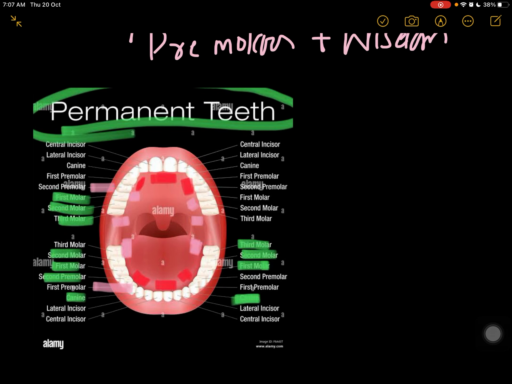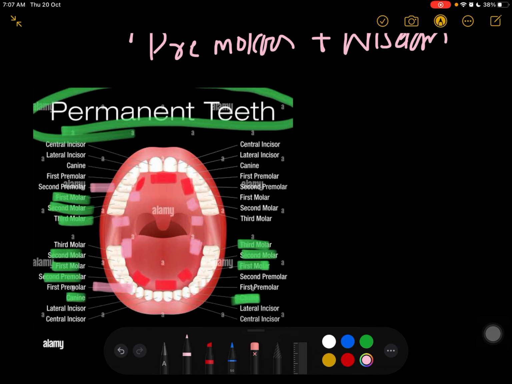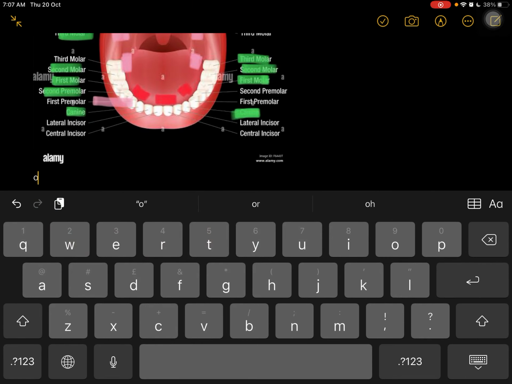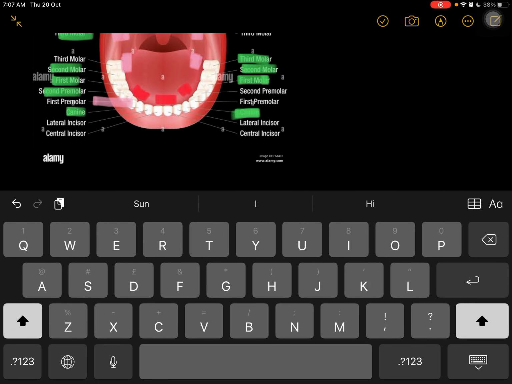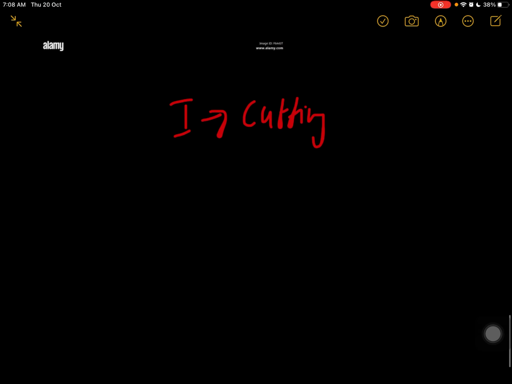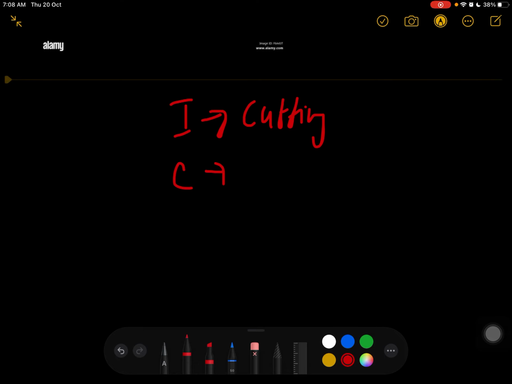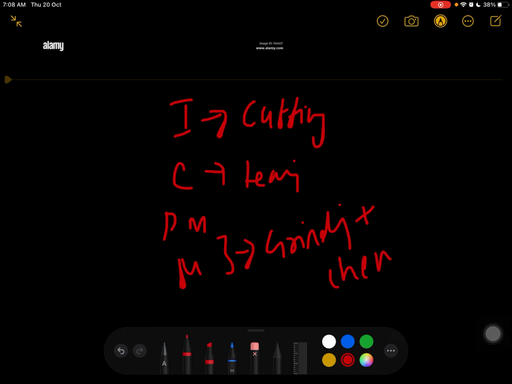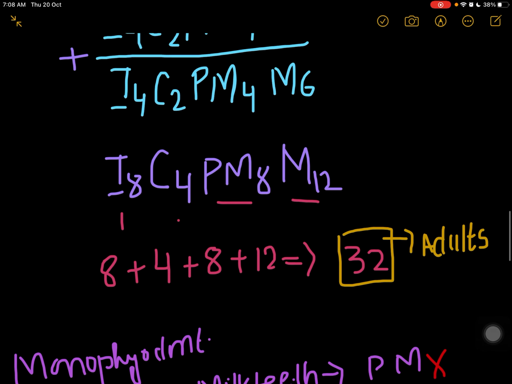So let's recall the function of these teeth. Incisors are responsible for cutting, right? It is responsible for cutting purpose. Canines are responsible for tearing. Premolars and molars are responsible for grinding plus chewing.